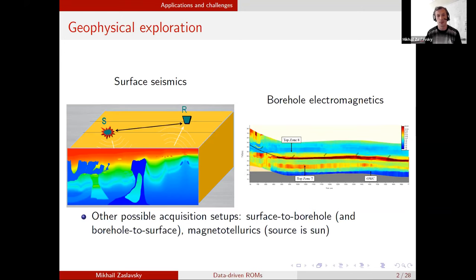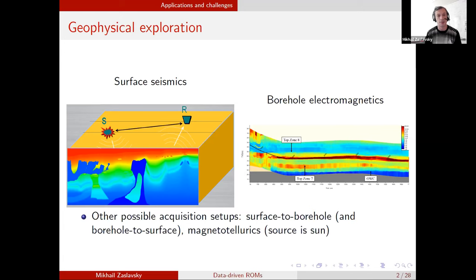And according to those measurements from interpretation, we want to get some information about what is essentially below the Earth's surface. So the type of acquisition can be surface seismic, which is typically used in the early stage of exploration of a particular oil field, when both sources and receivers are located on the Earth's ground.